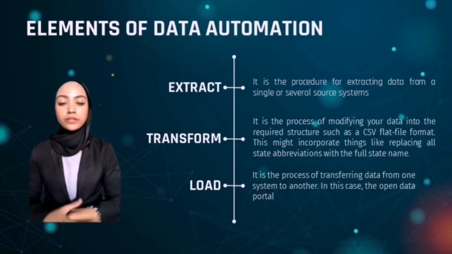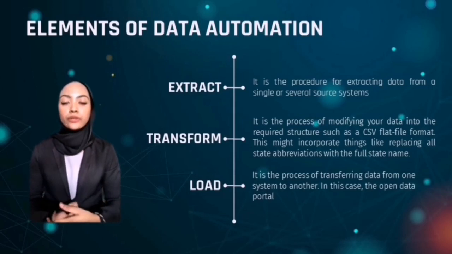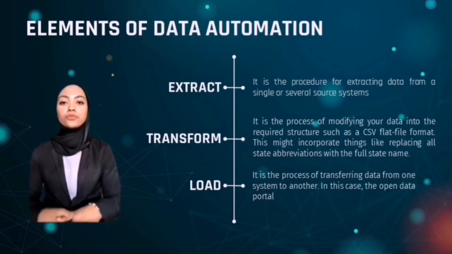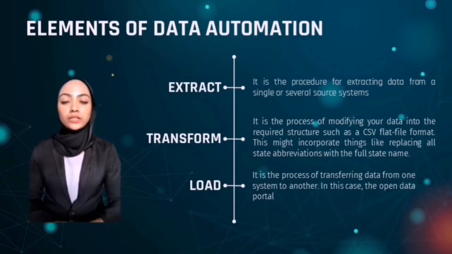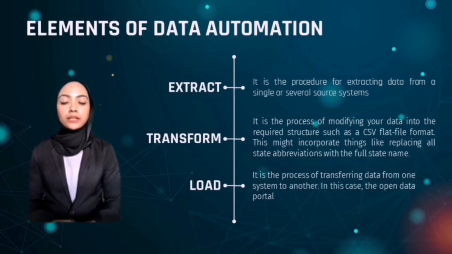The second one is transform, the process of modifying your data into the necessary structure, such as a flat file format like CSV. This might incorporate things like replacing all the state abbreviations with the full state name. So the last one is load. It is the process of transferring data from one system to another system. In this case, such as the open data portal.